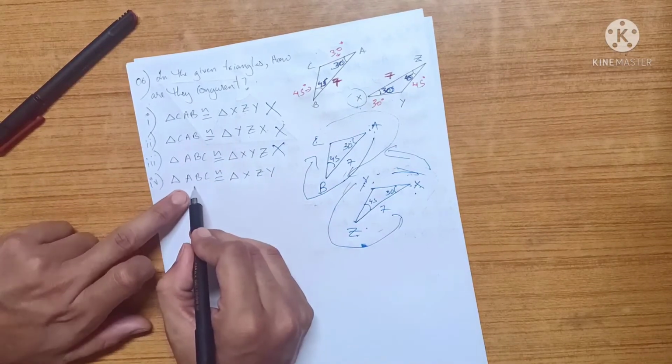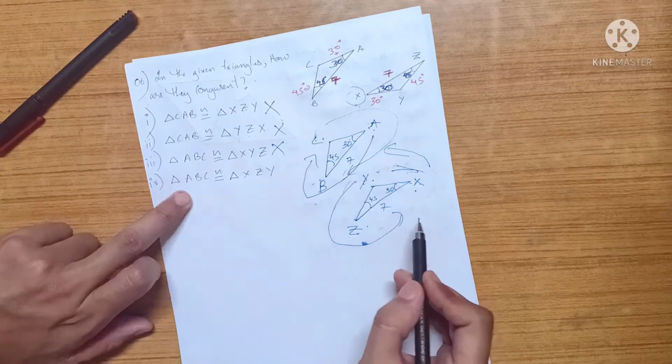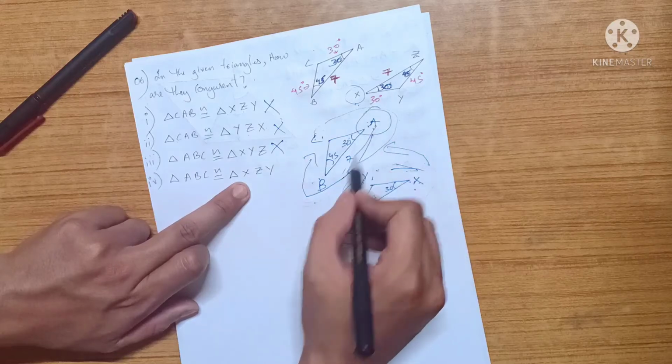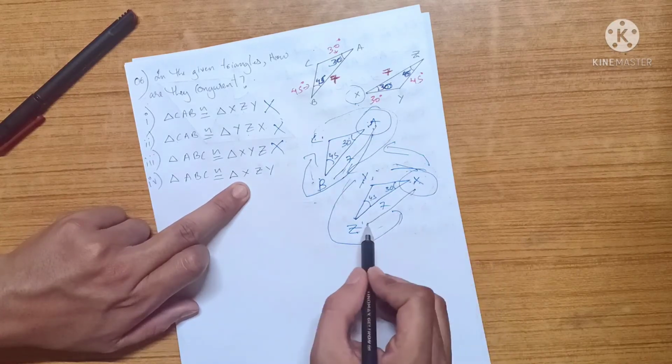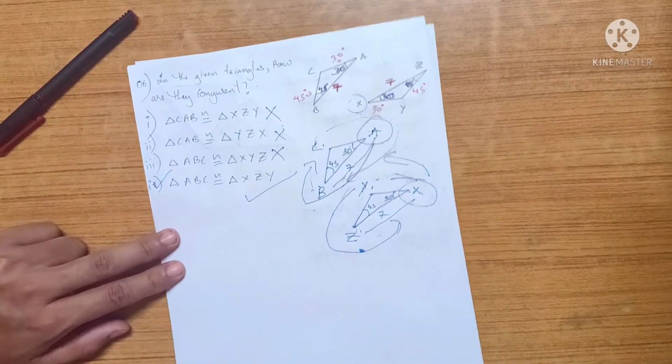So which means this is it, I guess. ABC is going like this. XZY: see, first this, next this, next this. First this, next this, next this. So this is exactly the same. So this is the one. Got it?